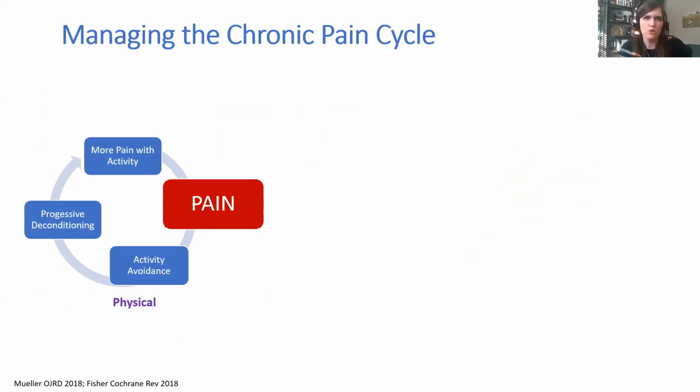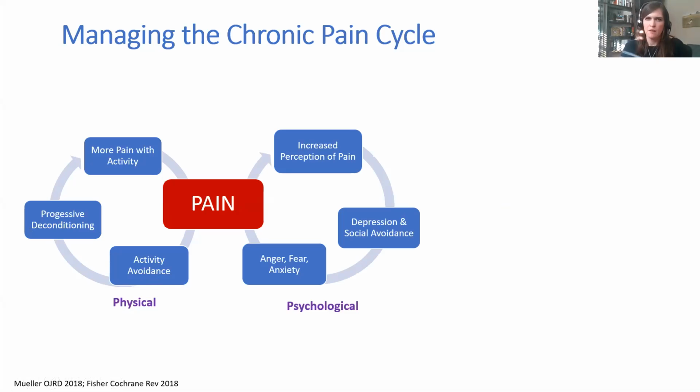So I'd just like to close by speaking a bit about the chronic pain cycle. In patients who have chronic pain and have pain with activity, they tend to avoid that activity in the future. And this can lead to progressive deconditioning, which leads to even more pain with that activity. But there's also a psychological component to the chronic pain cycle. So being in pain makes a patient feel angry, fearful, and anxious. And this can lead to depression and social avoidance, which then leads to increased perception of pain.